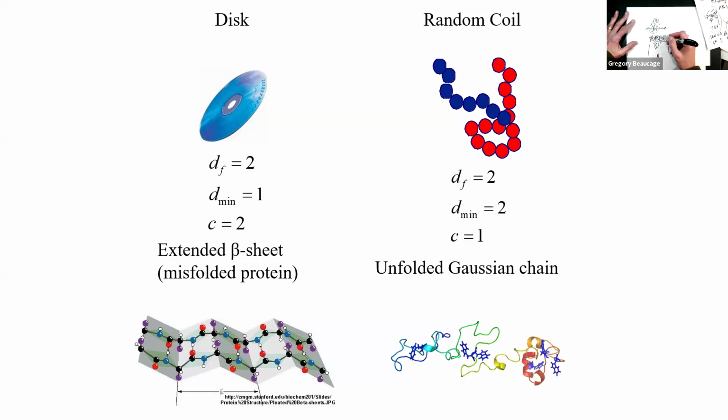So in that case, this thing has two dimensions. Within these things, it's got dF equals 2. And if you go to a large scale, it's got dF equals 1.